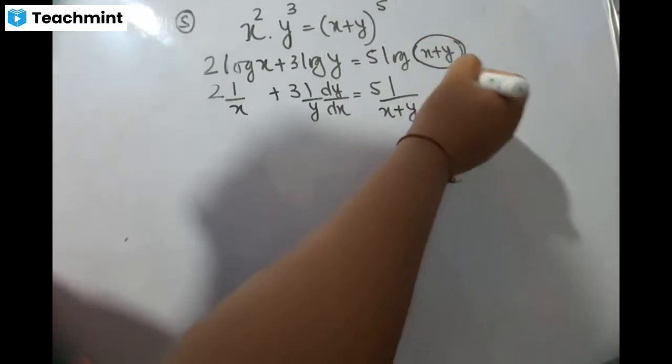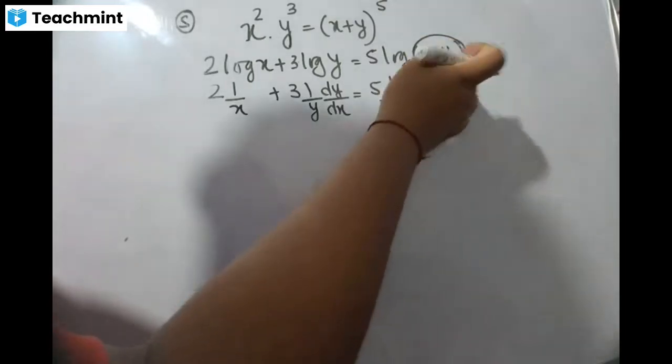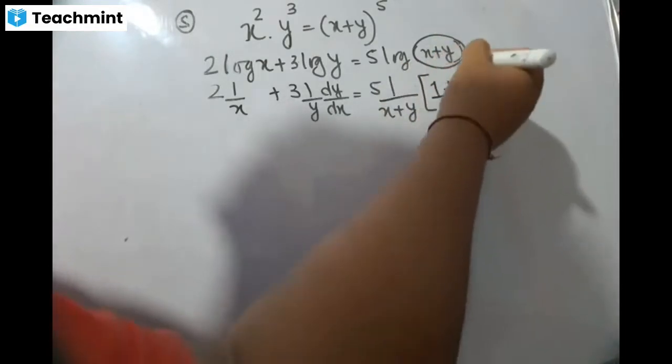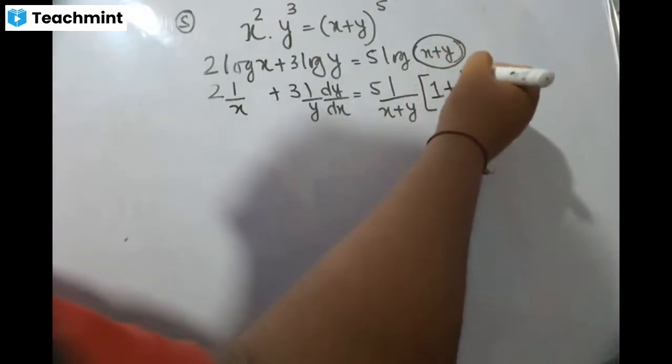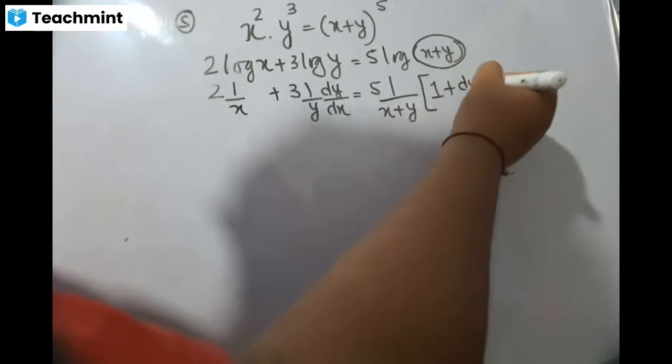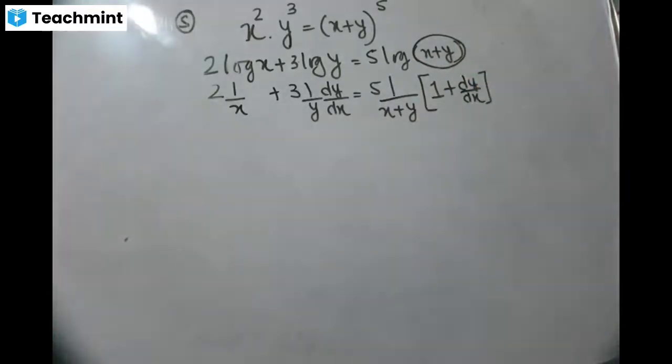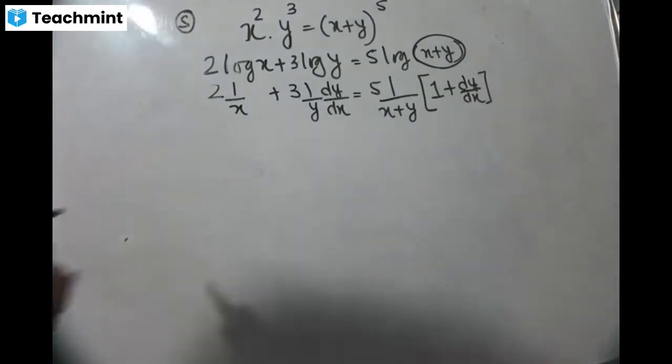So instead of writing d by dx, I simply have to differentiate this. So why not do it? So what is the derivative of x? 1. The derivative of y is also 1. But since this is differentiating y with respect to x, you have to write dy by dx. So see, the d by dx is also gone. Now the only thing left for us is to simplify. So please help me simplify.